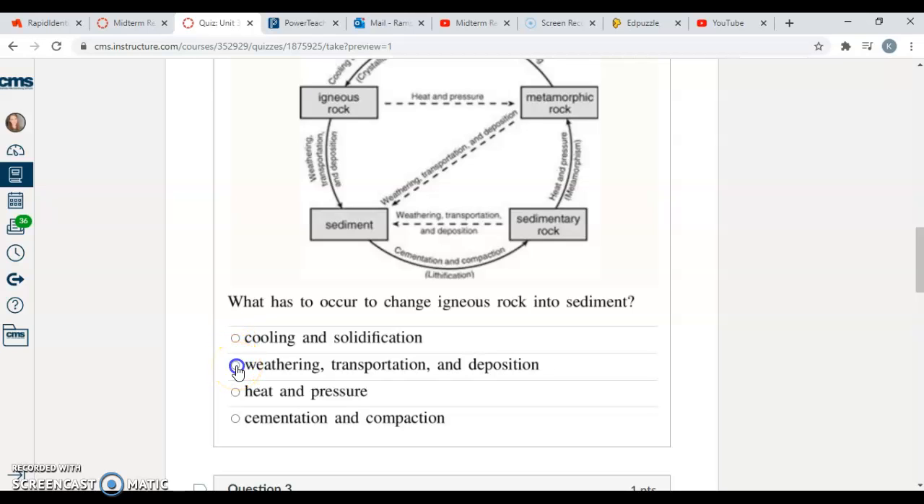So our answer here should be weathering, transportation, and deposition, because again, that's the action that's indicated on our arrow. So our igneous rock is weathered, transported, and deposited, and eventually we wind up with our sediment, which is just the broken up pieces of the rock.